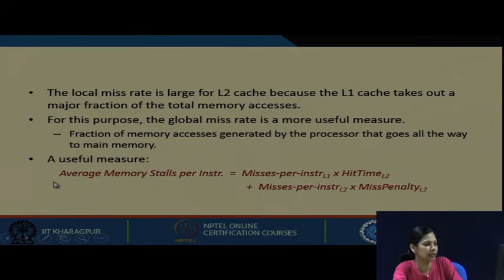A useful measure that can be used is average memory stalls per instruction. We need to calculate the average time the memory has to wait per instruction. So, it is misses per instruction in L1 times hit time of L2 plus misses per instruction of L2 times miss penalty of L2. That means the time required to bring it from the main memory.